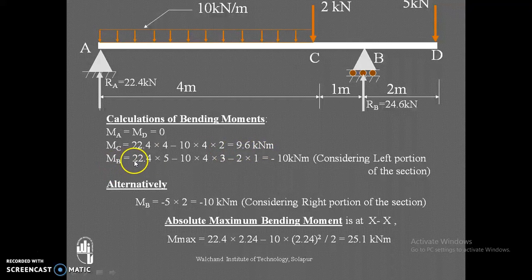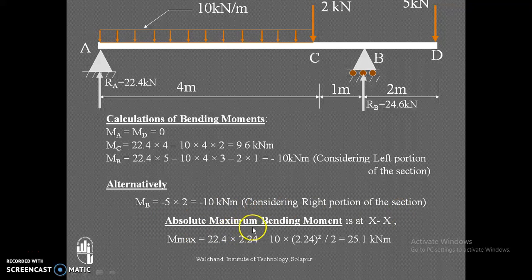Bending moment at B. Now from left, 22.4 into 5 meter distance, minus 10 into 4 into 3 meter. So UDL is acting at the center of its portion, so the distance of the centroid from B is 3 meter. Minus 2 into 1, so 10 kilonewton meter negative is the bending moment at B. So the left side of the section is considered. Alternatively, you can calculate the moment at B, MB, from the right of the section also. 5 kilonewton is a concentrated load. 5 into 2, minus 10 kilonewton meter, considering the right portion of the section.